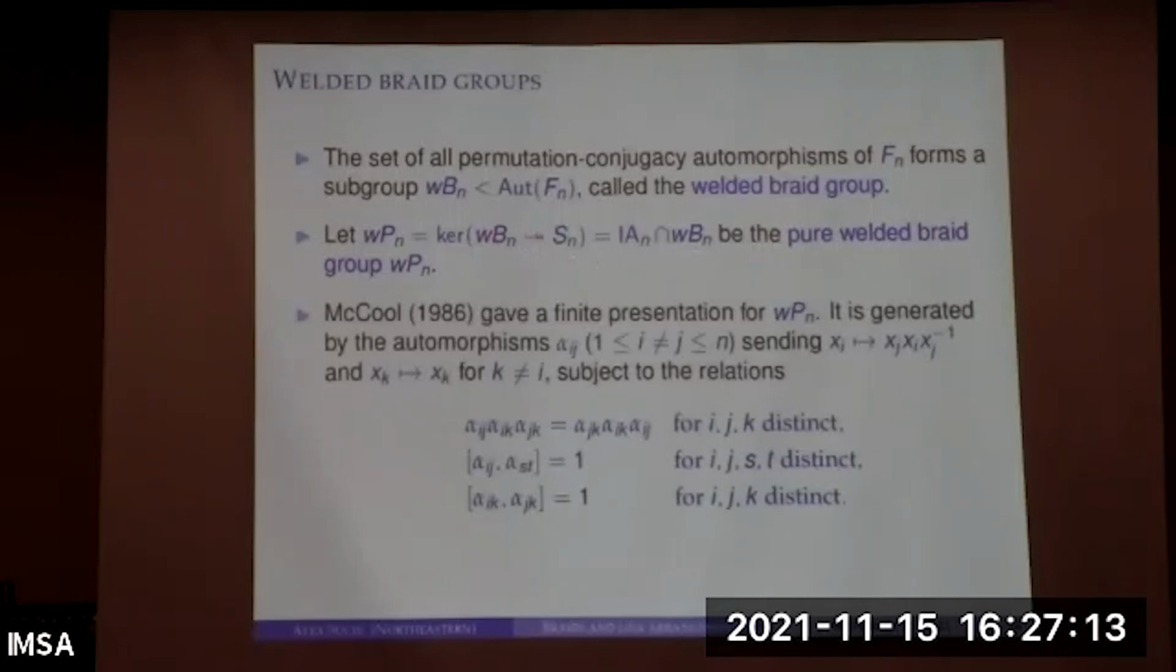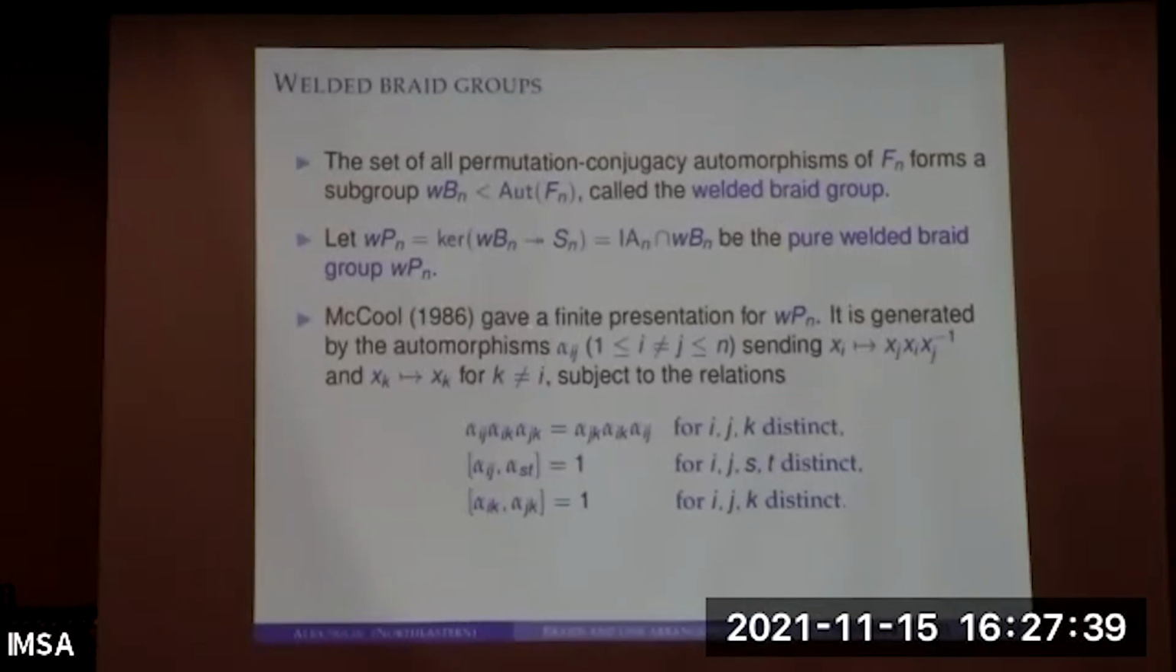McCool, I think James McCool, a mathematician, in 1986, gave a finite presentation that kind of started the game. And he showed that it is generated by certain automorphisms of IJ, that's kind of elementary conjugations, where x_i is conjugated by x_j, and the others stay fixed. Okay, so this is a set of generators, and then you have some kind of braid-like relations. Okay, that I will not explain. Maybe we'll explain them in more detail next time.